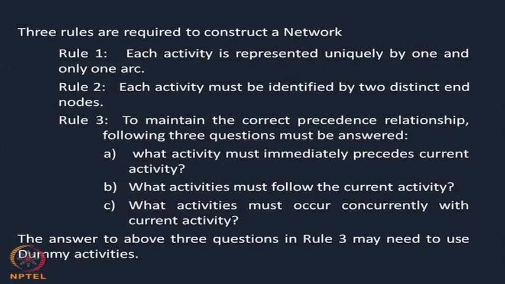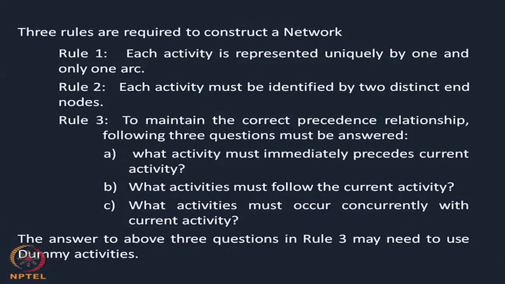So, for each activity there must be a distinct starting node and a distinct ending node. Number 3, to maintain the correct precedence relationship, whenever we are drawing, the following questions should always be answered. Number 1, what activity must immediately precede the current activity? That is, for the current activity, what are the precedents or earlier activities? That answer has to be there before drawing the network.